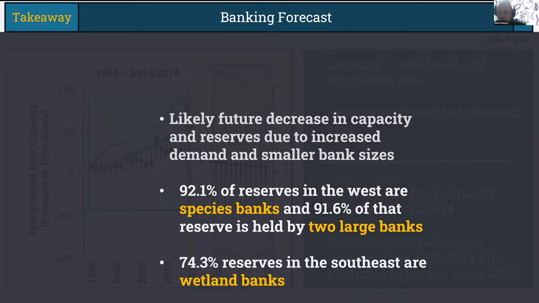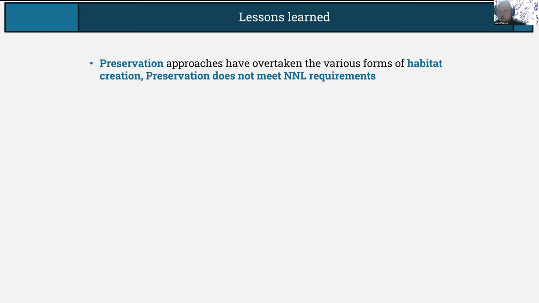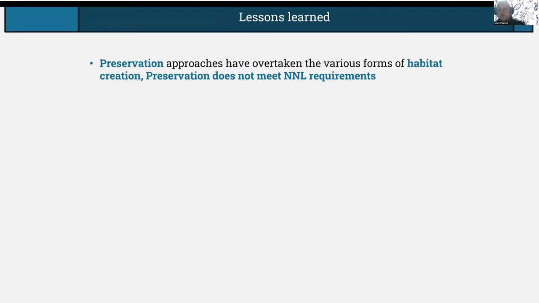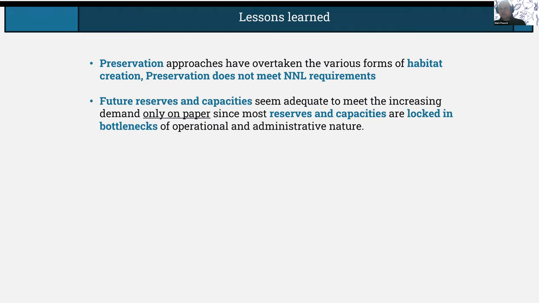Okay, I apologize for going a bit over. I'll just wrap up quickly. We've noted that preservation approaches have tended to overtake the other forms of banking types like habitat creation, and our view is that preservation does not meet the spirit of no net loss requirements. The issue of reserves and capacities using United States data suggests that there's adequate capacity, but this may only be on paper, since there are bottlenecks that we note that may be important, especially related to the bank type and location.